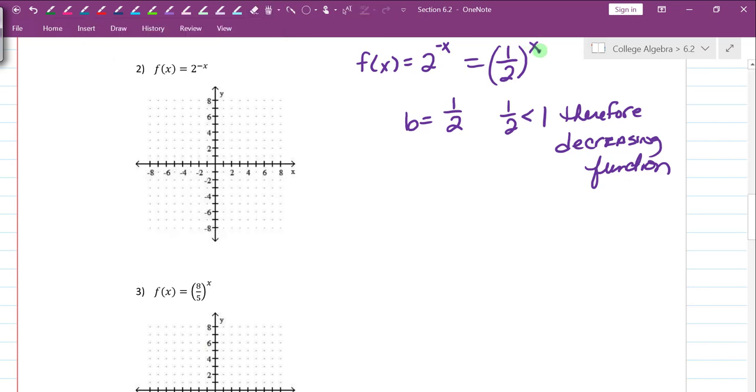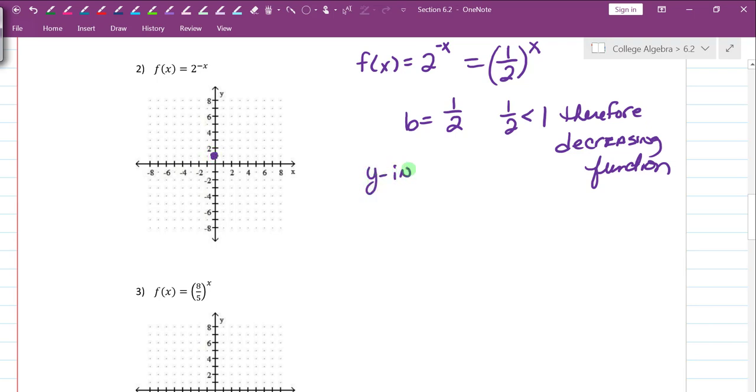Sorry about that. So it's 1/2 to the x. My x is now positive, so therefore I know that my b is 1/2. 1/2 is less than 1, therefore I have a decreasing function based on what we learned. I don't have a horizontal shift, I don't have a vertical shift, so that just simply means that we're doing the same thing as always.